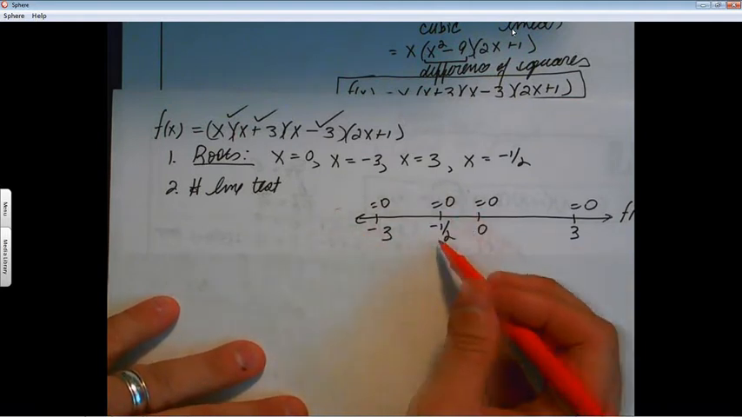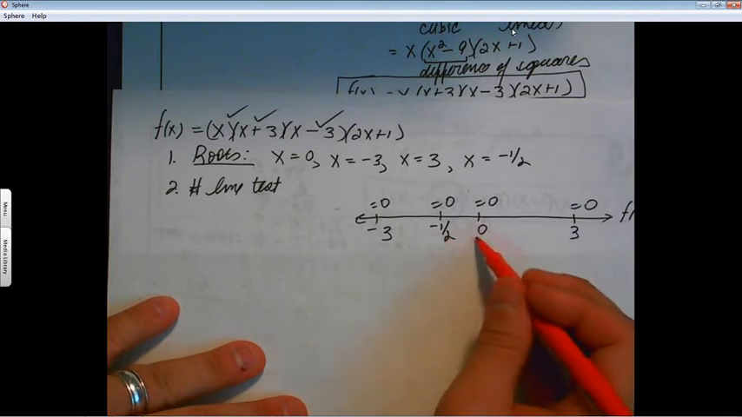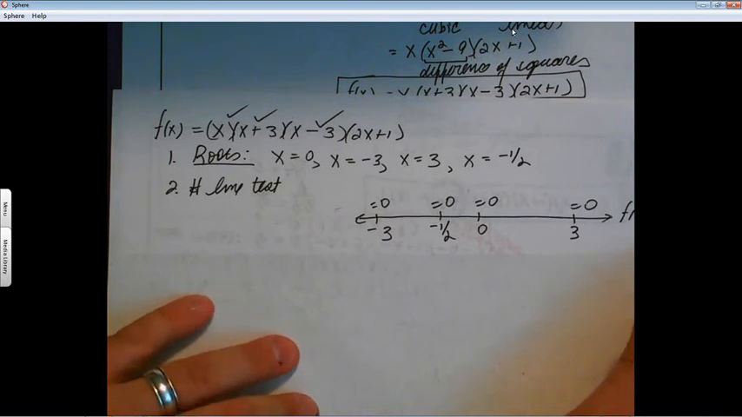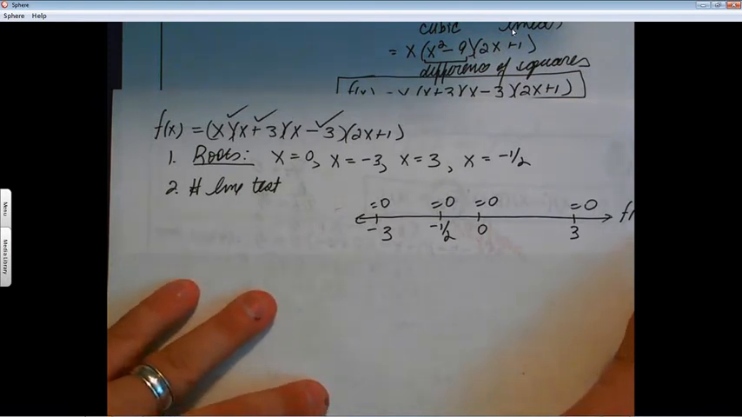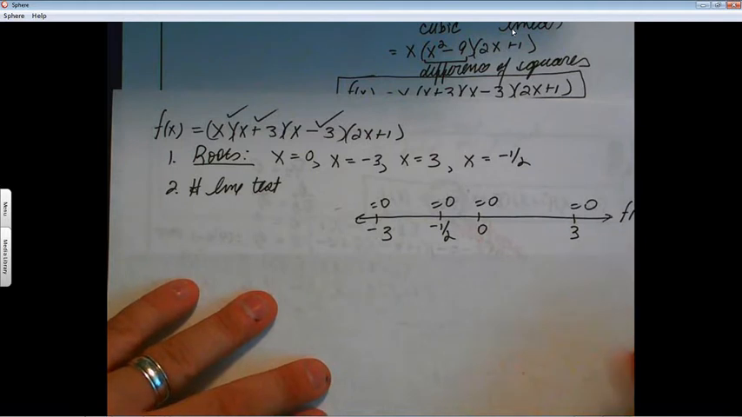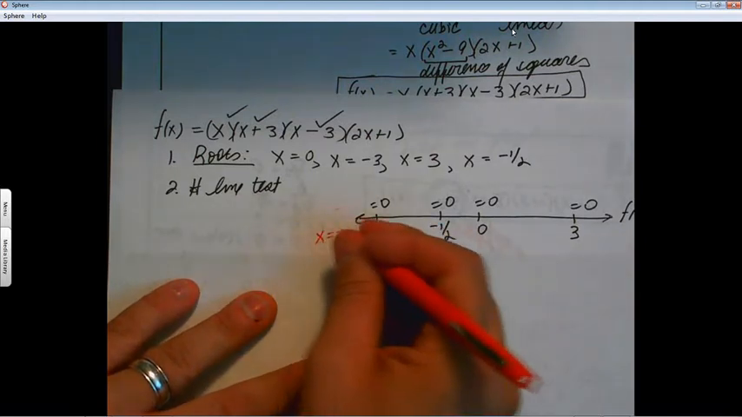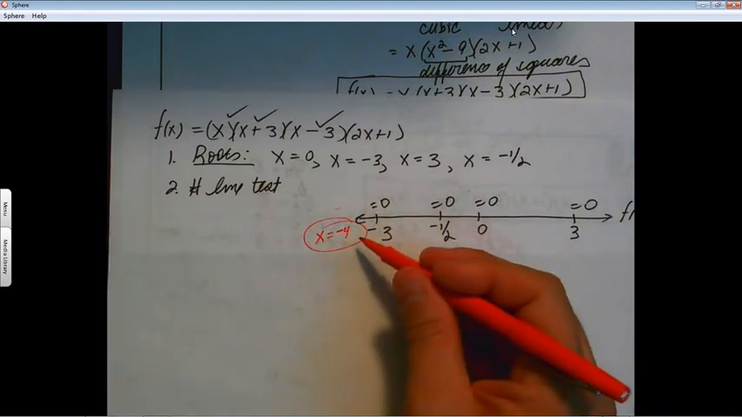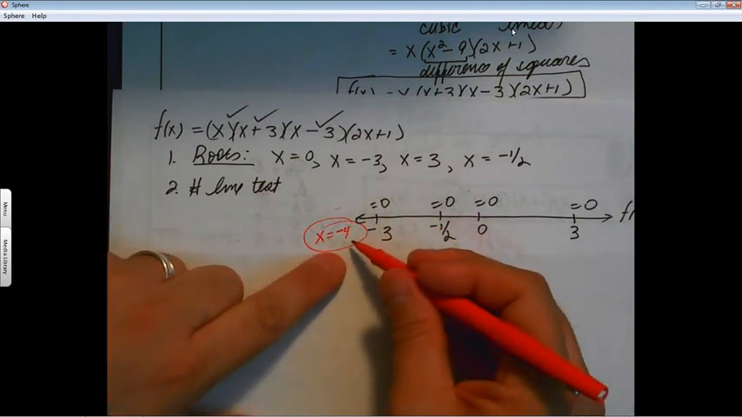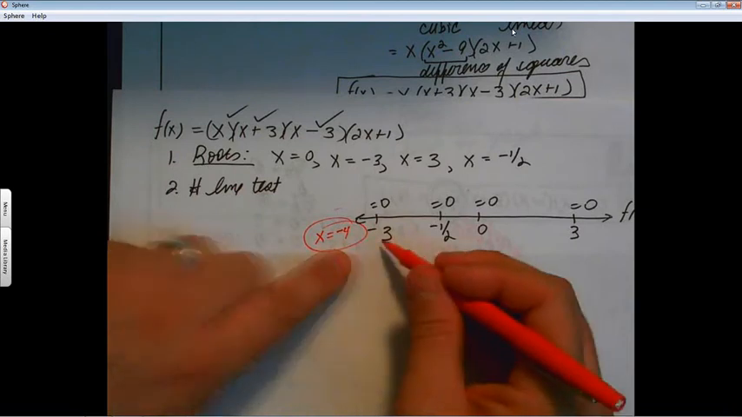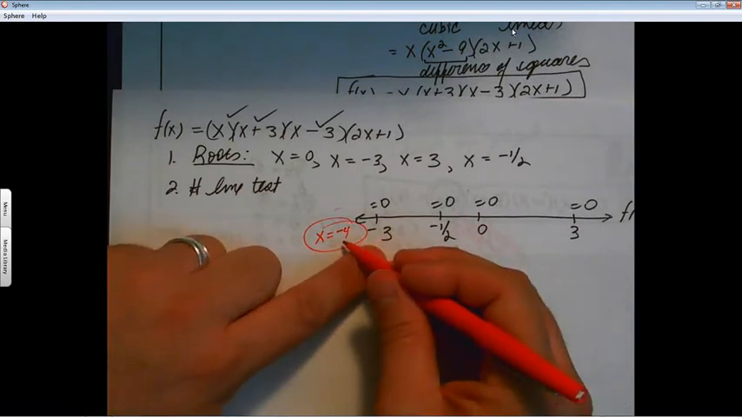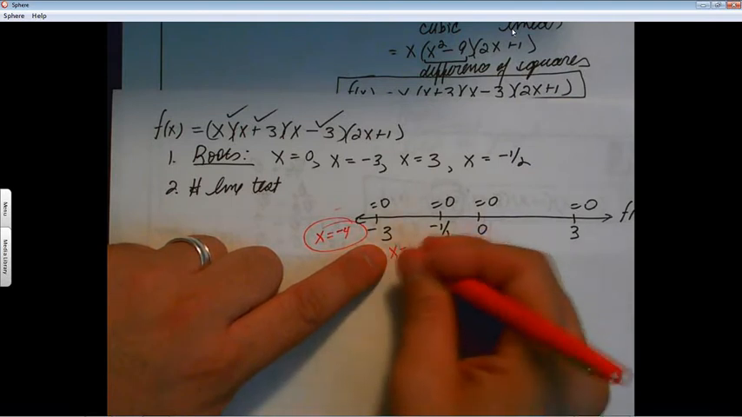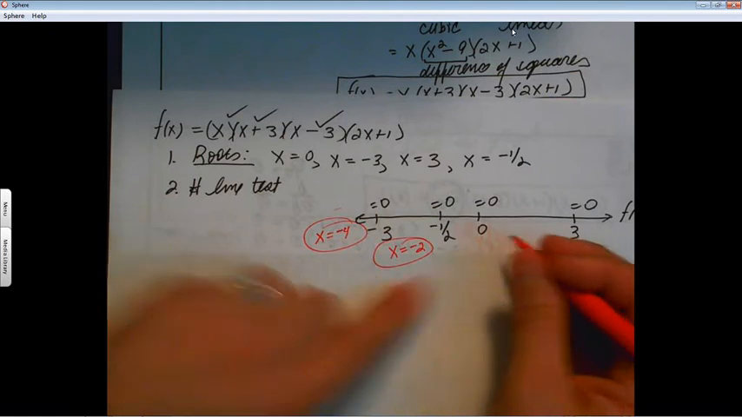Now what I don't know, and we're going to work to figure this out right now, is what is the sign of the function before we get to negative 3? Is the function positive, meaning that we're above the x-axis, or is it negative, meaning that we're below the x-axis? What about in the interval negative 3 to negative 1/2? What about between negative 1/2 and 0? Between 0 and 3? After 3?